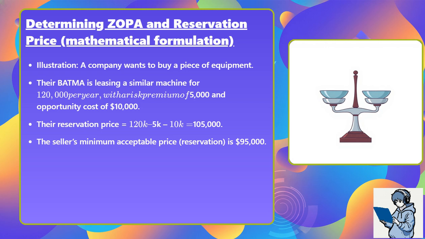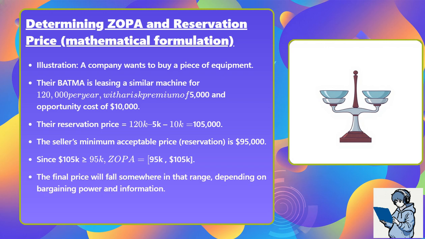The seller's minimum acceptable price, or reservation, is $95,000. Since $105,000 is greater than or equal to $95,000, ZOPA equals the interval from $95,000 to $105,000. The final price will fall somewhere in that range, depending on bargaining power and information.